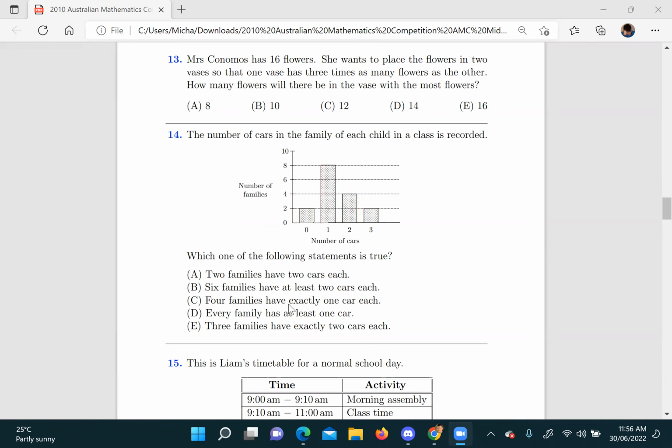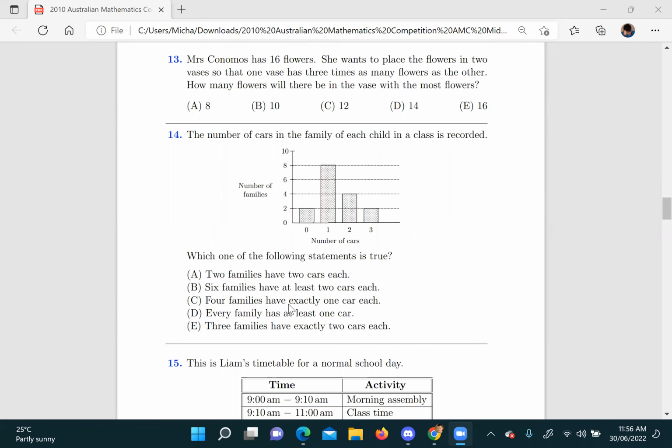Alright, guys, listen up. So Mrs. Konomos has 16 flowers. She wants to place the flowers into 2 vases so that one vase has 3 times as many flowers as the other. How many flowers will there be in the vase with the most flowers?